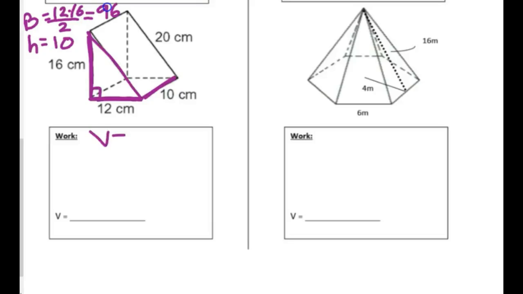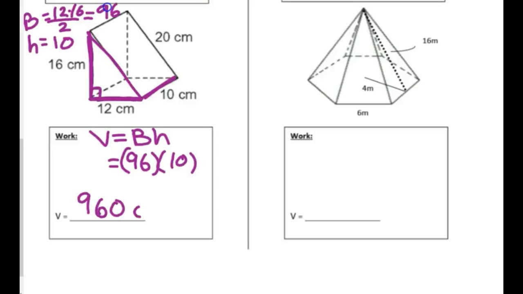For a prism, it's V equals capital B H, right? From the top of this page. Okay. So, big B is 96. H is 10. Hopefully that's mental math. 96 times 10, 960. And what are my units? Centimeters cubed, right?